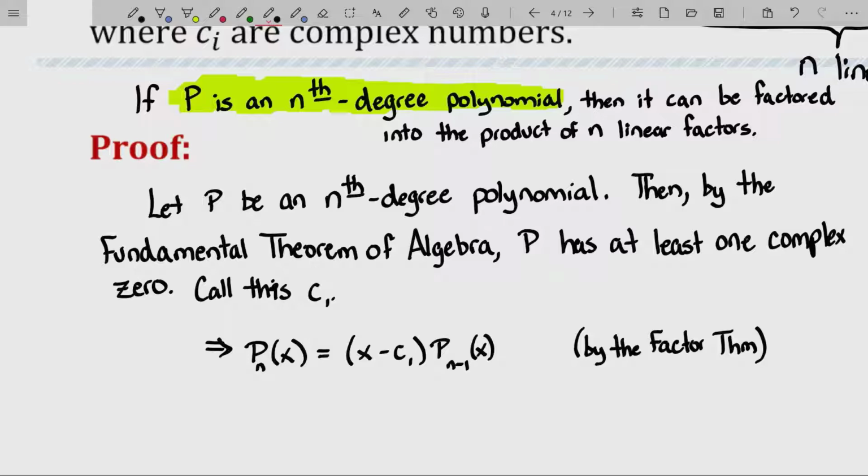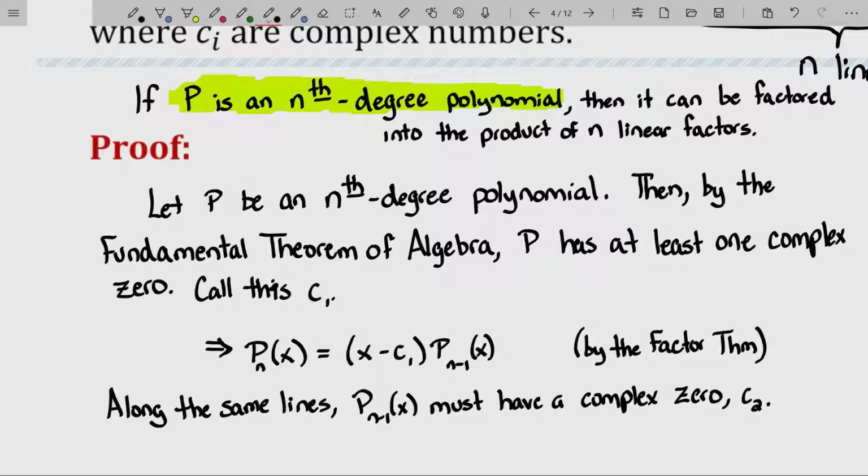Well, now notice p sub n minus 1 is also a polynomial. It's a polynomial of n minus first degree, and we know, again, by the fundamental theorem of algebra, that p sub n minus 1 must have a complex zero.